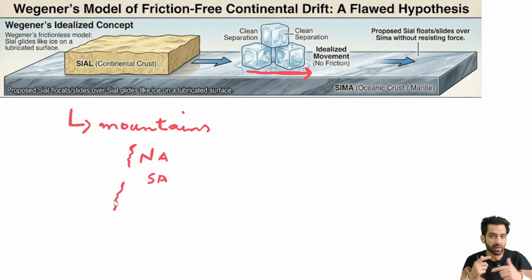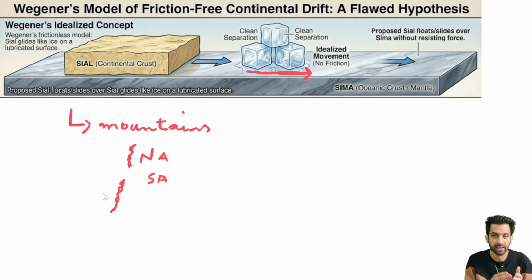Just imagine, he's contradicting himself. He said that the assumption is that it moves without any resistance. But then he talks about the formation of mountains, especially Rockies and Andes. And he talks about the friction or the resistance that leads to crumbling of the boundaries of these continents that eventually led to the formation of mountains.